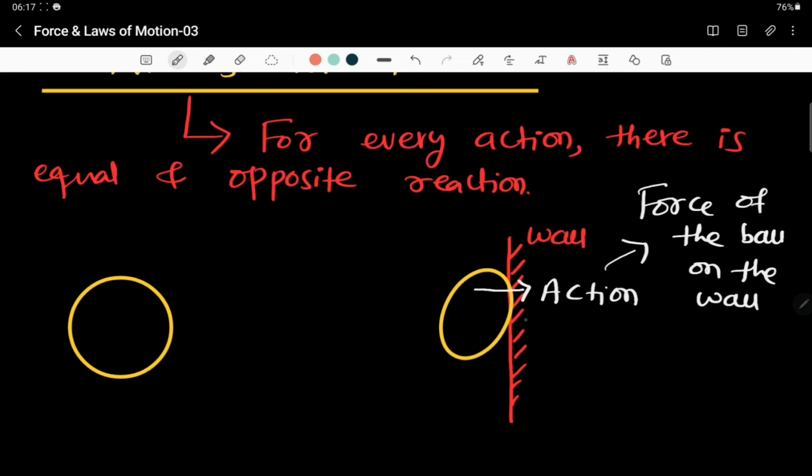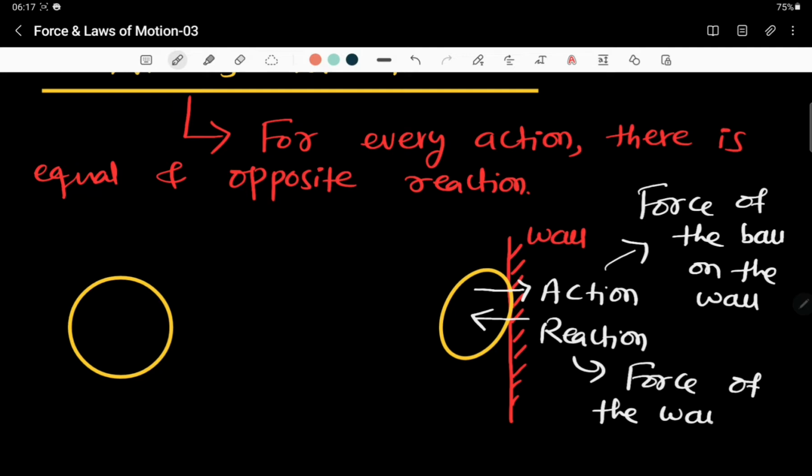Similarly, this wall is also going to apply some force back on this ball. So this is called reaction. So reaction is the force of the wall on the ball. Try to understand this. All right, there are pairs, one is action, another is reaction. So action and reaction will be on different bodies.